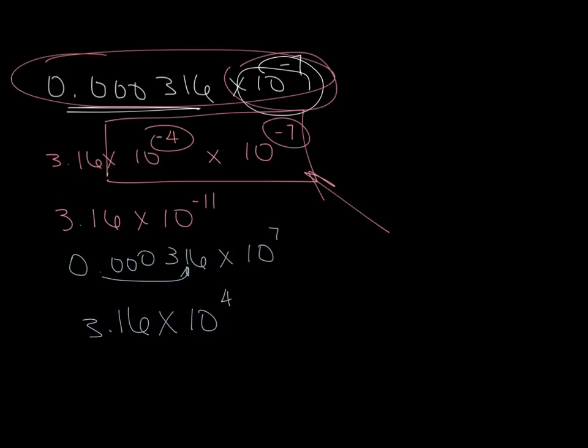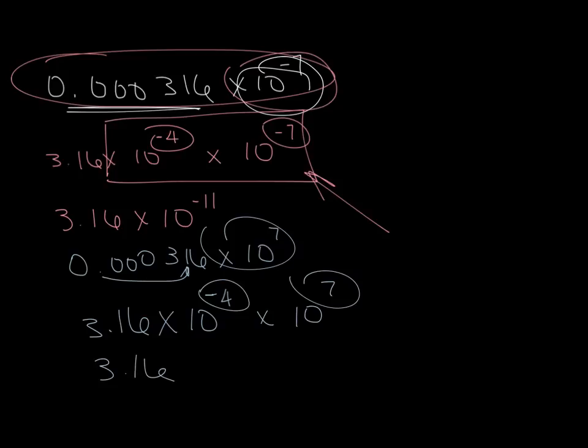And in order to get it back to where it's supposed to be, I'd have to move it 4 to the left, so that means that's negative. And then I also have my 10 to the 7th right there. Alright, so 3.16, and I'm going to add negative 4 and 7. Negative 4 and 7 is going to be a positive 3. Okay? And that's it for that.